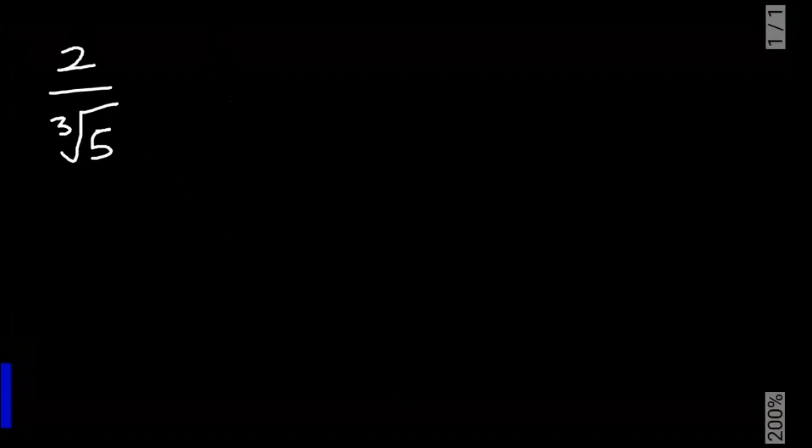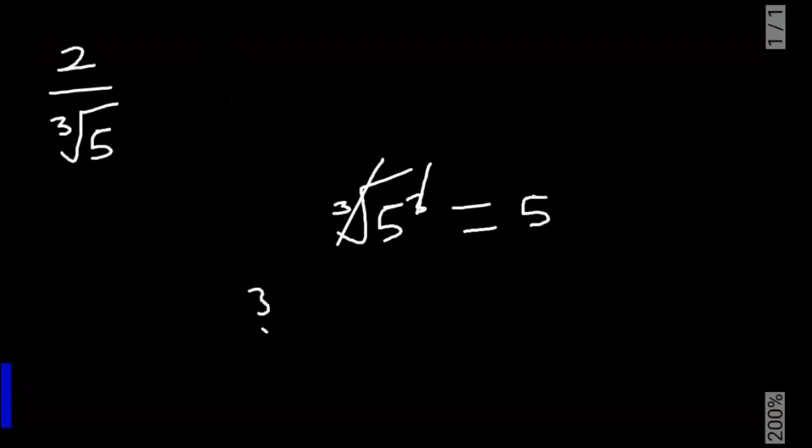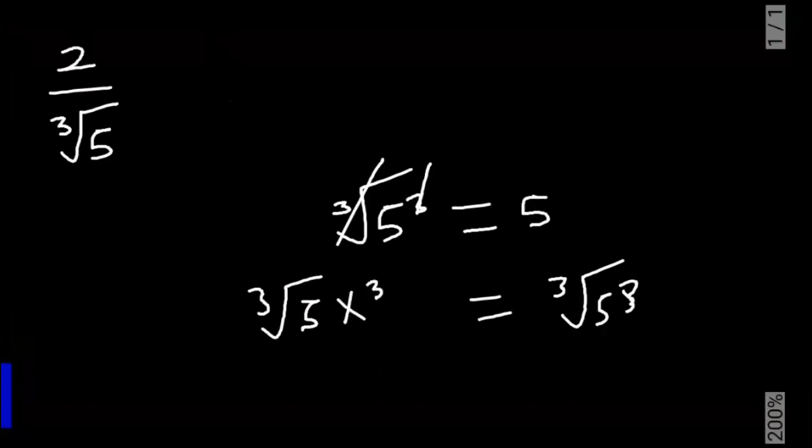So what are we going to do to rationalize this denominator? If you have the cube root of 5 cubed, this is going to give us 5. So is there any way to make the cube root of 5 equal to the cube root of 5 cubed? Yes, very possible. That is if we multiply by the cube root of 5 squared.